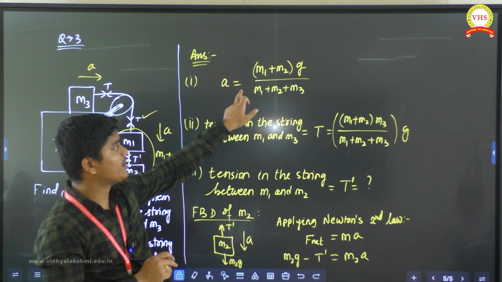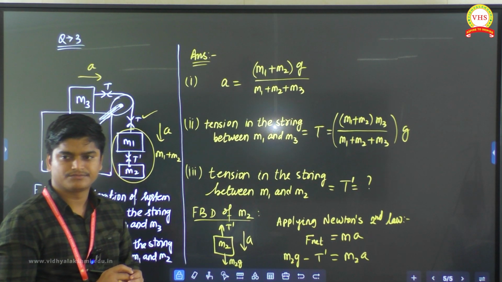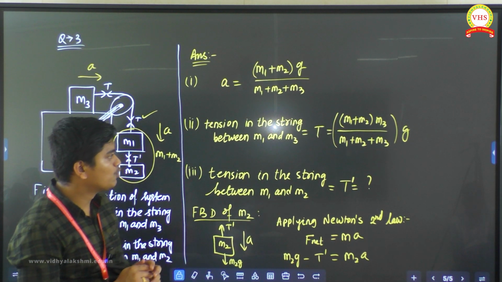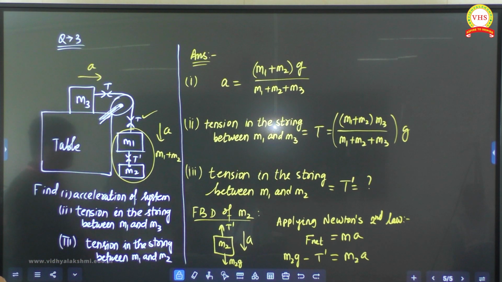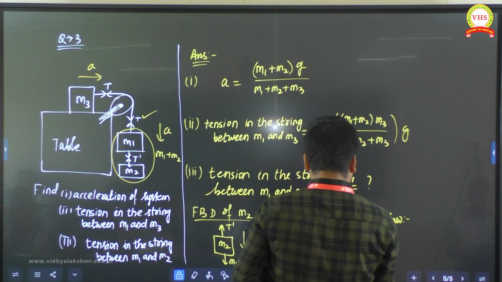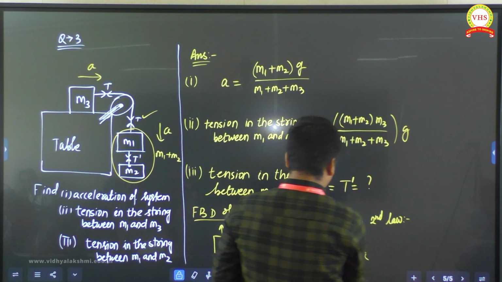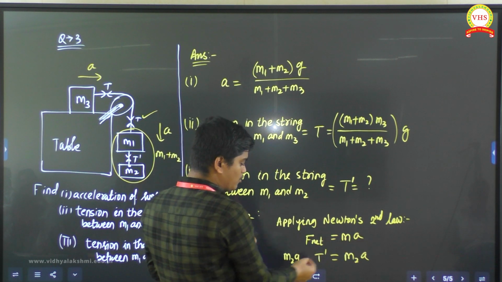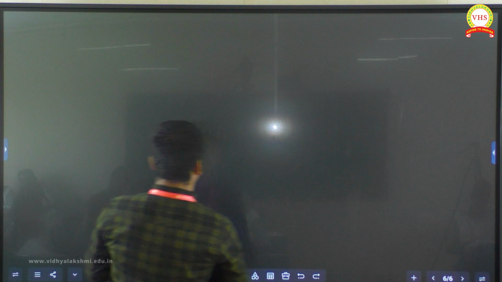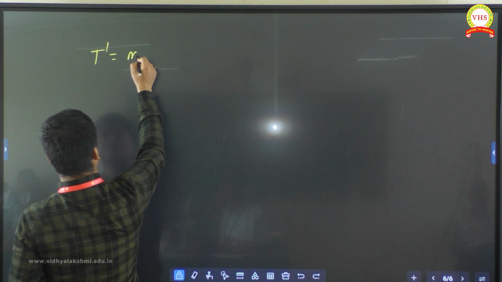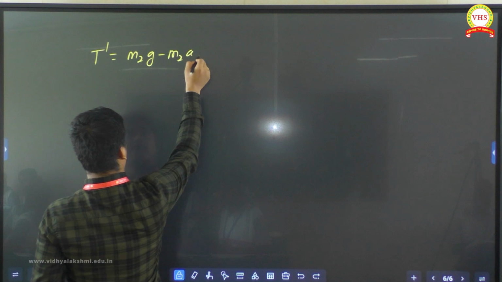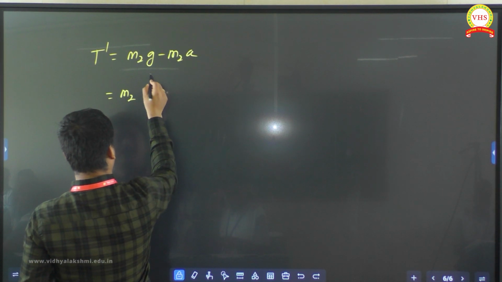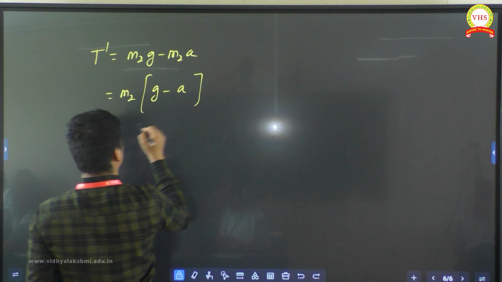A value already you know. This is the A value. You can substitute and you can get. Yes or no? Now do your calculation. T prime you calculate from this equation. See T prime, if I take that side, it will be M2G minus M2A. So let's write T prime is M2G minus M2A. M2 take common, G minus A.